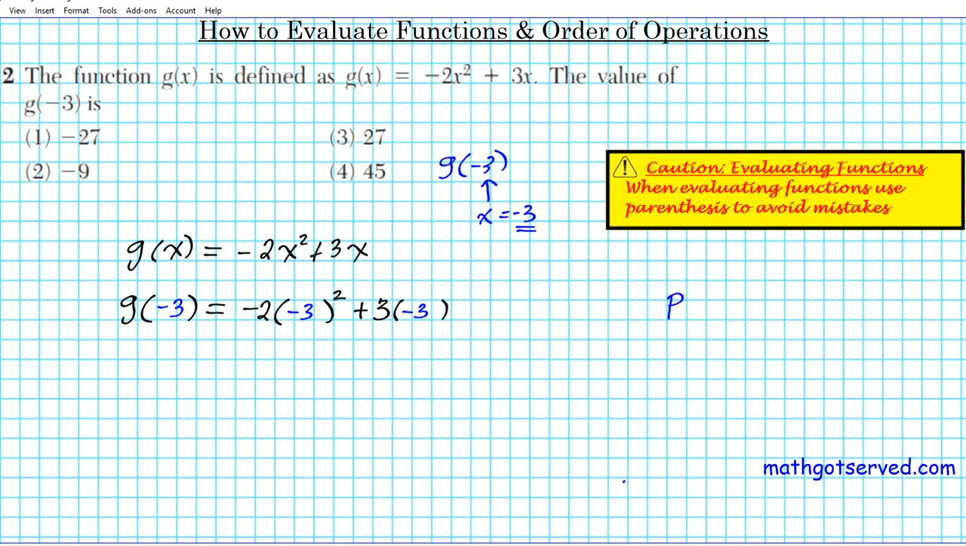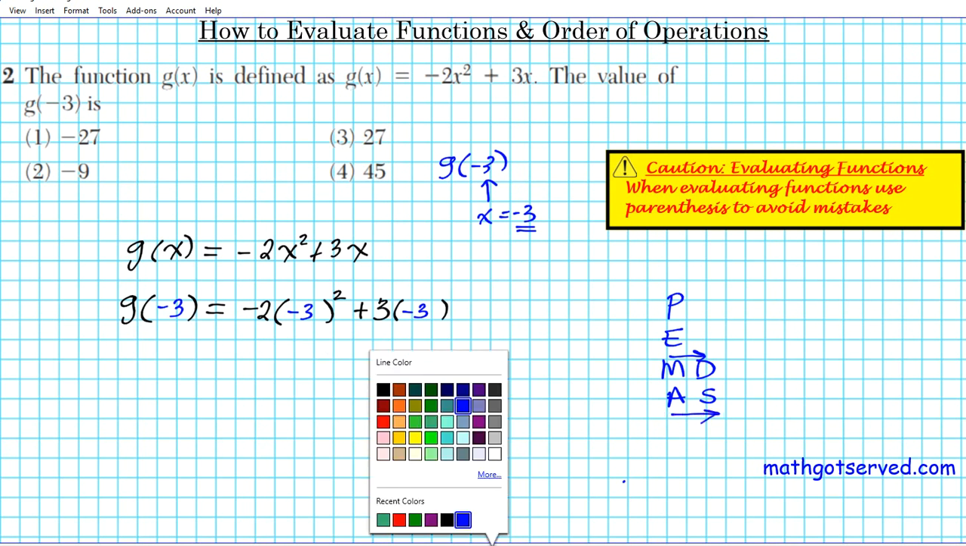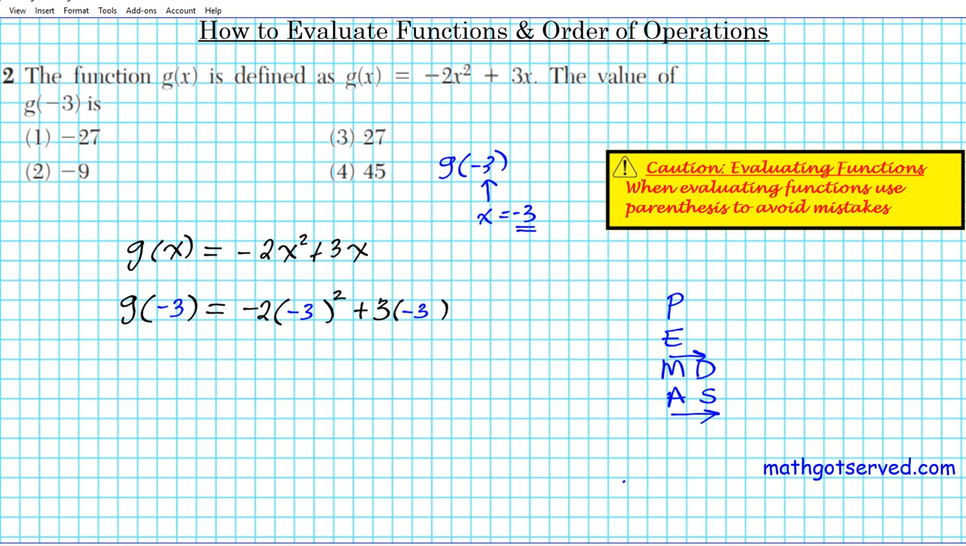Okay, so we have please excuse my dear Aunt Sally. Parentheses, exponents, multiply, divide from left to right, and then add and subtract from left to right. Okay, so we're going to PEMDAS this expression real quick, and that will give us our final answer.